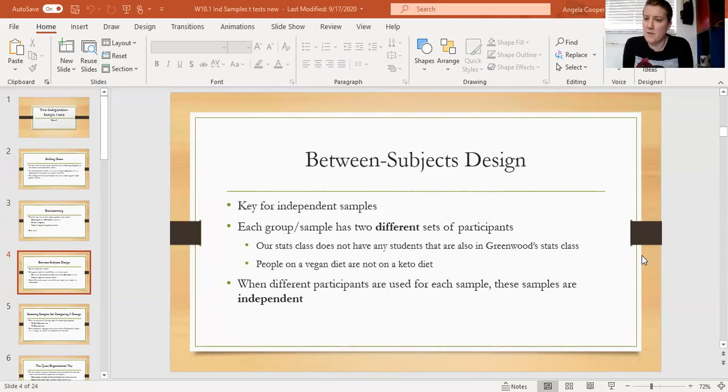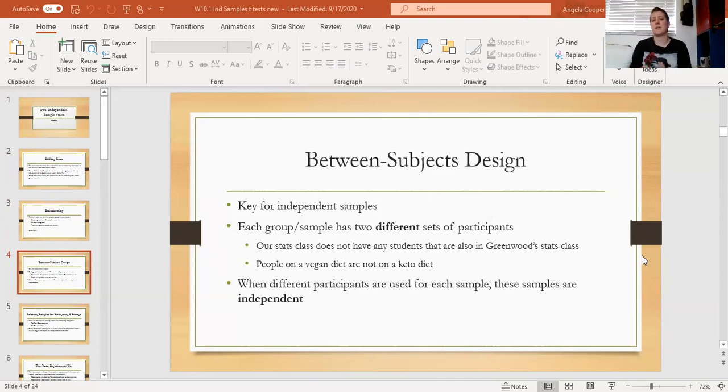And correct me if I'm wrong, but I do believe that people on a vegan diet are not also going to be on a keto diet. I'm not really a diet person. I don't know what goes in. I'm more familiar with a vegan diet than I am a keto diet.